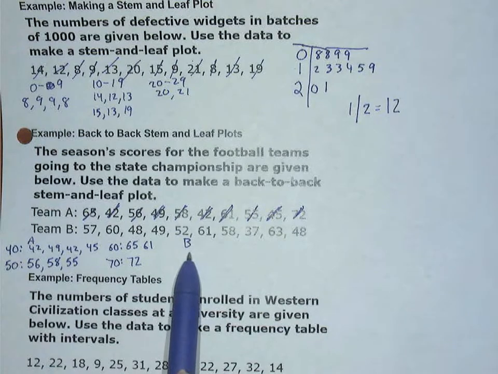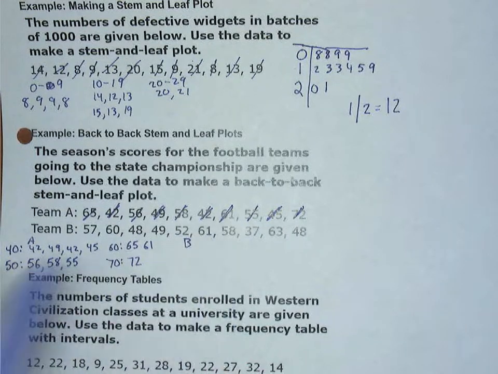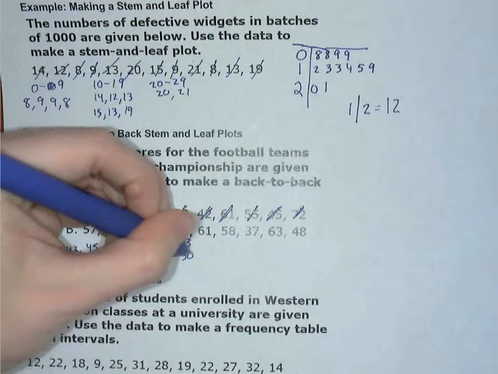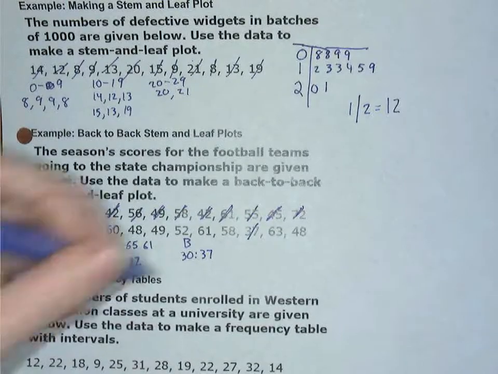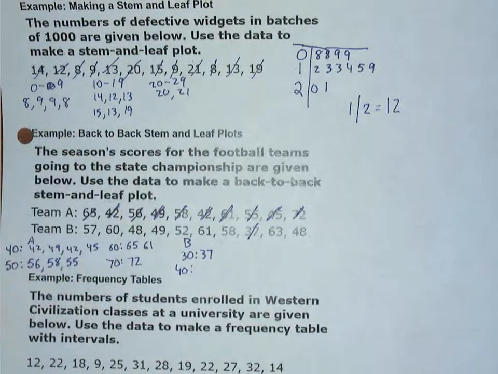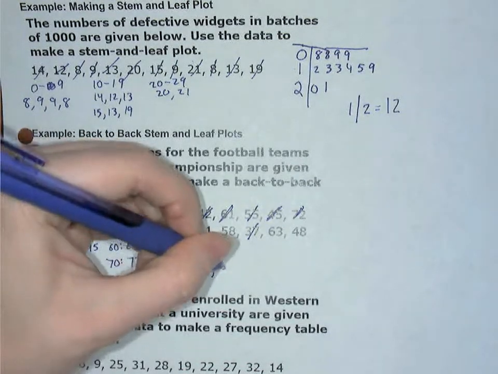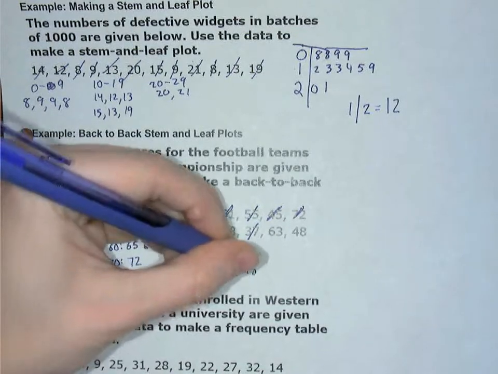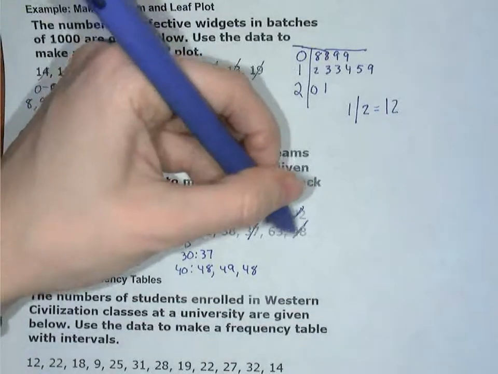Let's take a look at our Team B data. So once again, the smallest numbers that I've got in here are in the 30s. So I'm going to give myself a 30s category, and that's 37. Then I've got numbers in the 40s. And in the 40s, I've got 48, 49, and another 48. Again, I'm going to cross those out.